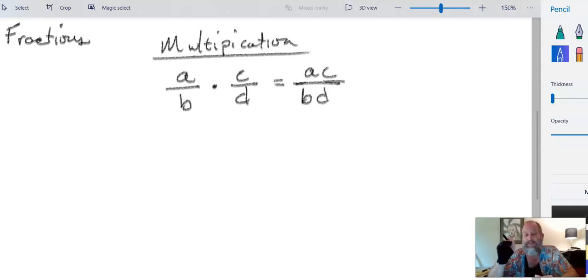Now, what you're expected to do, though, is at the end, this is expected to be reduced, right? And so there's 2 ways we can handle that. You can multiply things straight across and then reduce at the end, or there's actually a way to reduce before you multiply so that you don't have to worry about it. So we'll go ahead and look at both.